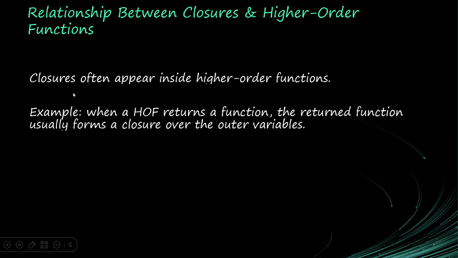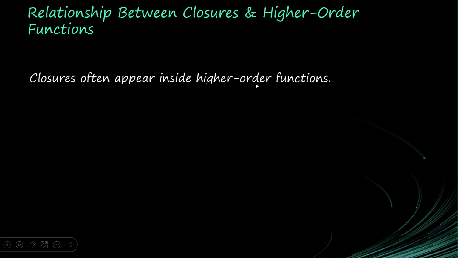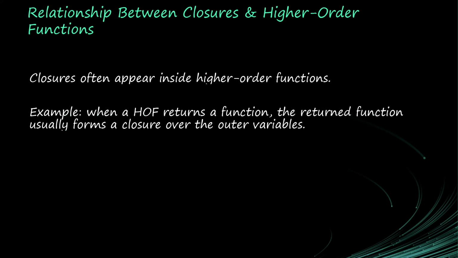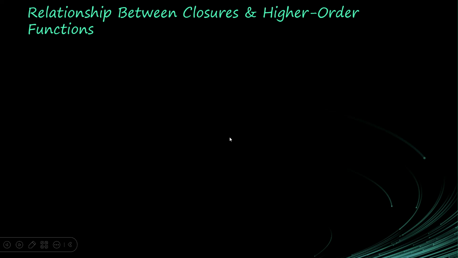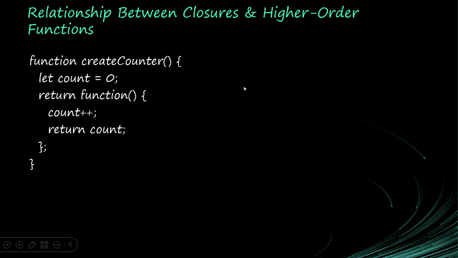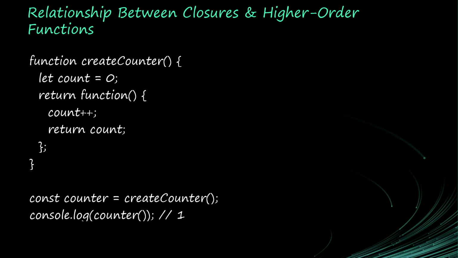What is the relationship between closures and higher order functions? Closures often appear inside higher order functions because when a higher order function returns a function, the returned function is a closure. When a higher order function returns a function, the returned function usually forms a closure over the outer variables. Okay, so something like you have already seen this. I think I have done a good job explaining this, but in case you don't understand it, please reach out to me. Okay.